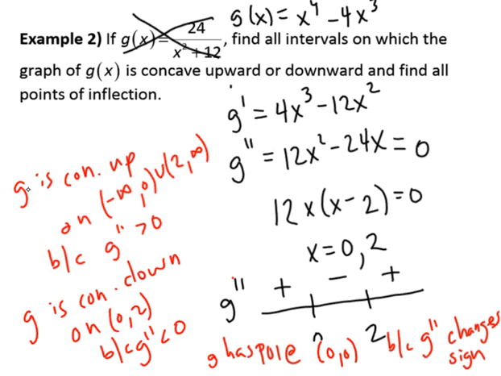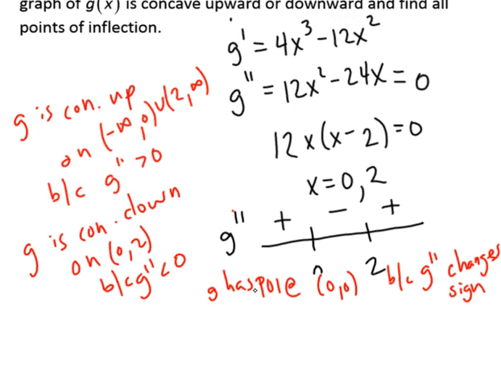And if we plug in 2, we'll get negative 16. So g has a point of inflection at (0, 0) and (2, -16), because g double prime changes sign. So just make sure you look at how the question is phrased so you know how to do the problem.